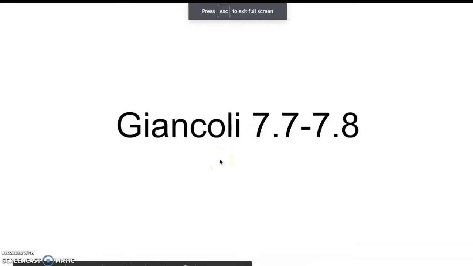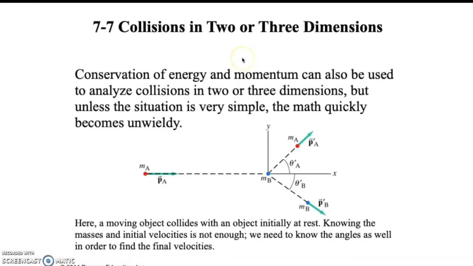Okay, so to finish up talking about momentum, we're going to talk about Giancoli 7-7 and 7-8. I'll talk about collisions in multiple dimensions. When we do this, it's very similar to breaking things down into vectors like we've done in the past, but we have to talk about this because not everything lies on a straight line.